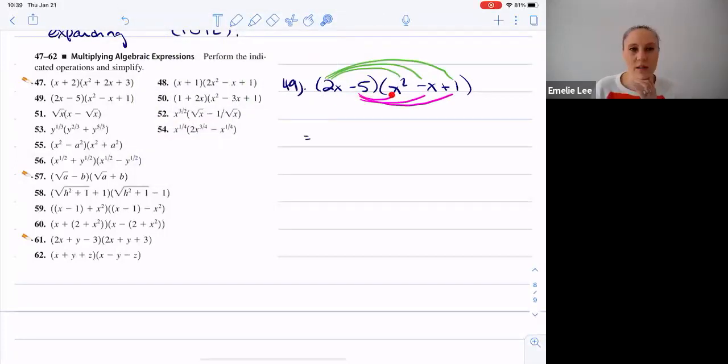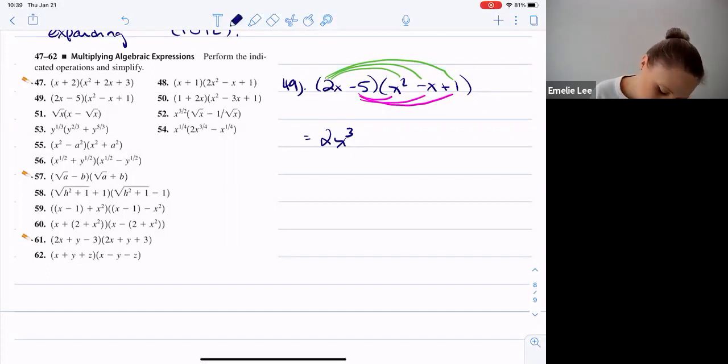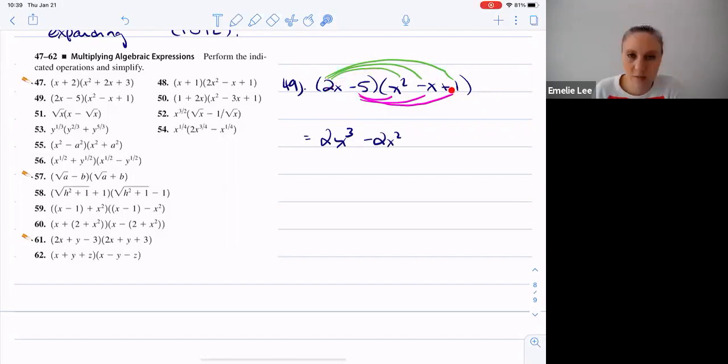So what this becomes is I have 2x times x squared. Okay. And I'm just going to, in my head, write x times x squared is x to the 3. And if you want to show that that's what you're doing, then that's fine. But we are moving a little bit faster now, so that's why I'm kind of skipping some steps. And that's okay. 2x times negative x makes minus 2x squared. And then 2x times plus 1 makes plus 2x.